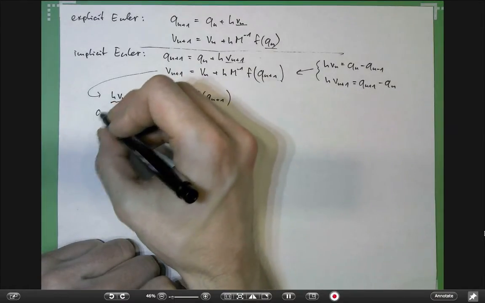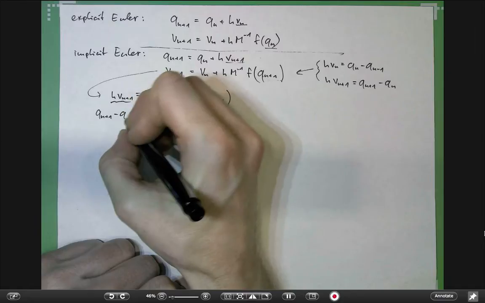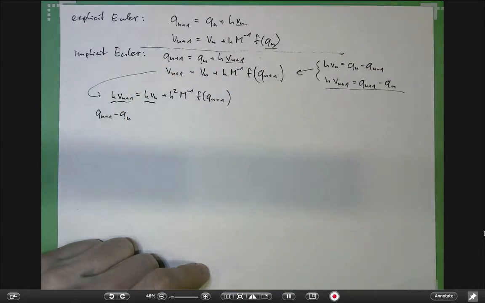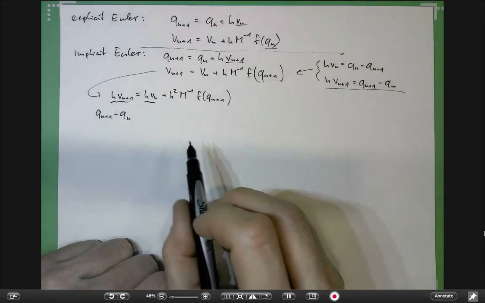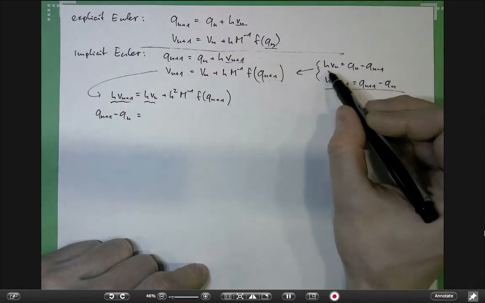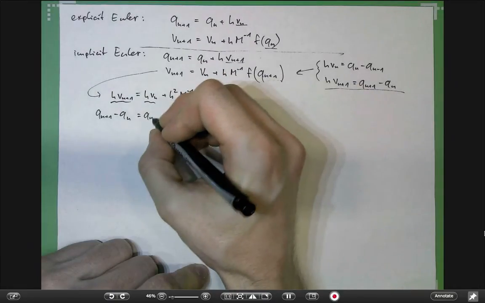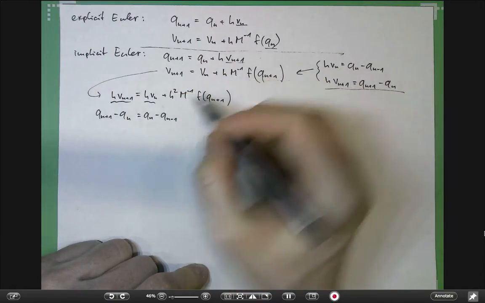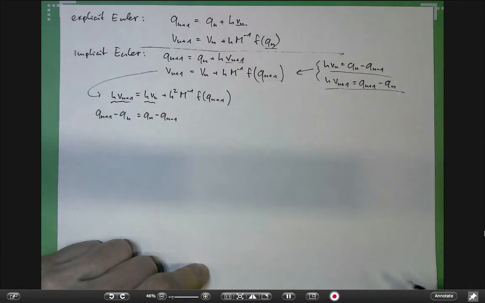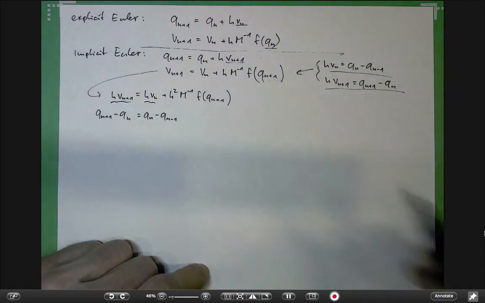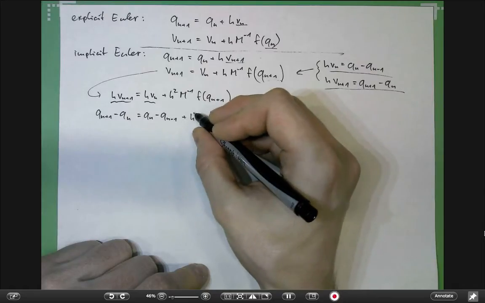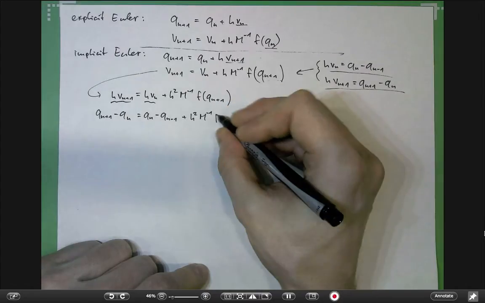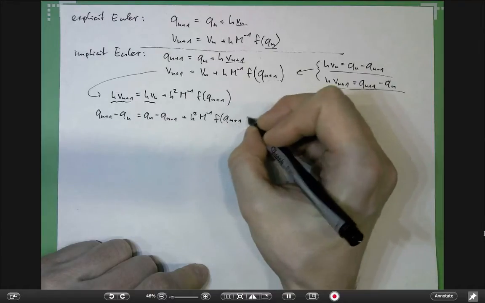So what I will get here is Qn plus 1 minus Qn. That's applying this first equality. And, oh, let me do it slowly. Let's take baby steps. Qn minus Qn minus 1. So here I plugged in the second equation, okay? But it follows. And I still have this. I still have the plus h squared m inverse f at Qn plus 1.